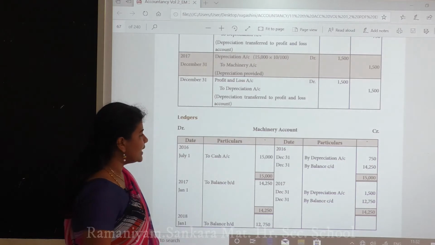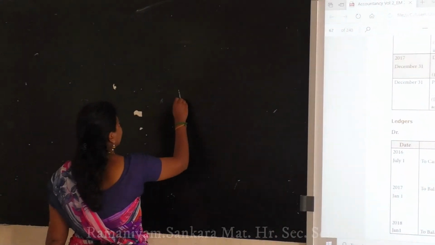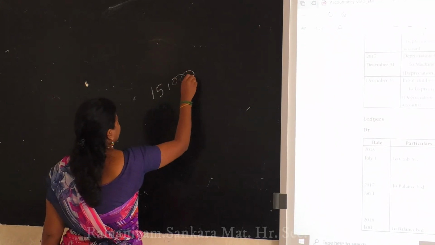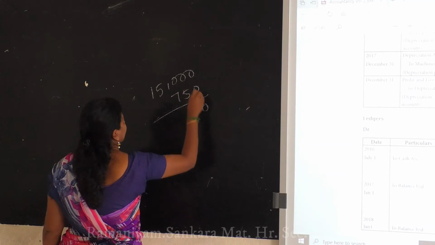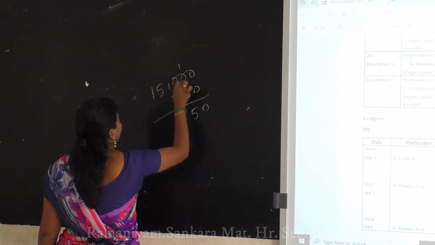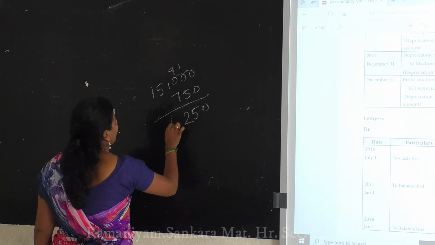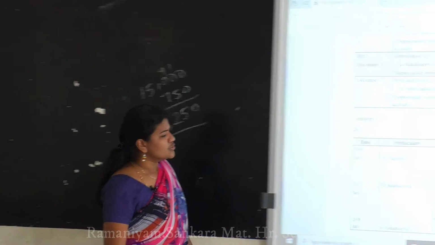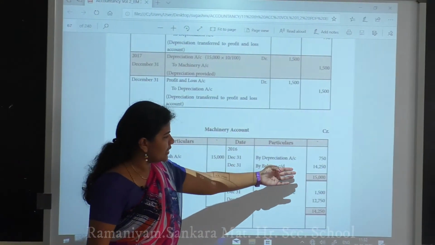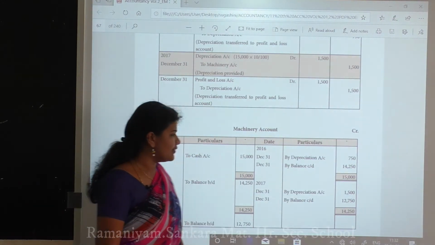How do you calculate? Look at the board: 15,000 minus 750. Here 10 minus 5, 5. Here 9 minus 7, 2. Here 4, and here 1. So 14,250 comes here as balance c/d. In total this is 15,000.